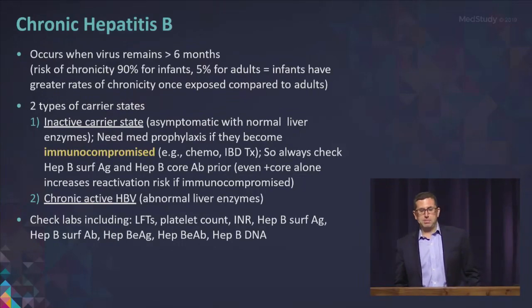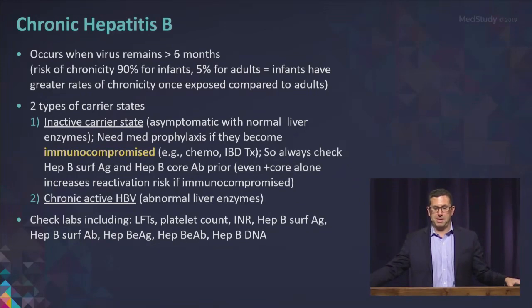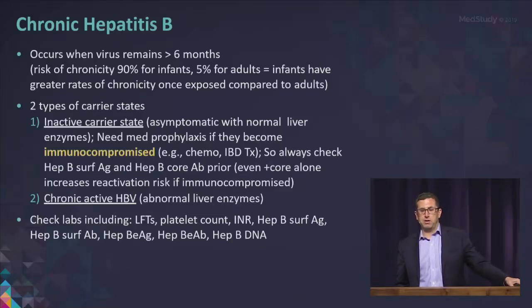So chronic hepatitis B occurs when the virus has been present for more than 6 months. The risk of chronicity is about 90% for infants when they're exposed, compared to 5% of adults. So if you're exposed to Hep B as an adult, fortunately you have a much lower chance of having chronic hepatitis B. There are really 2 types of carrier states. There's the inactive carrier that we've all heard about.